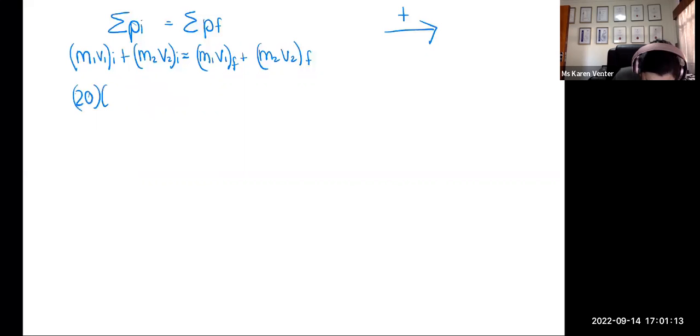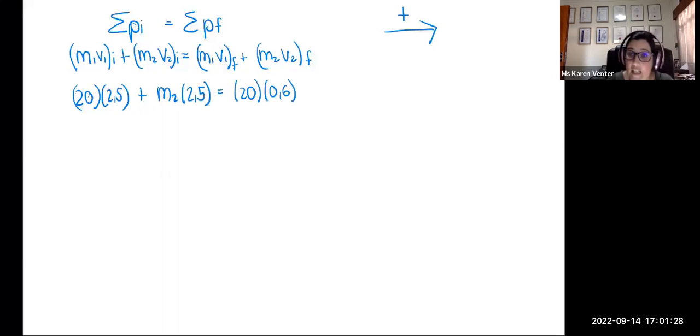So 20 times 2,5 plus the mass of the rocket times its velocity of 2,5 is equal to, again, what is the mass of the cart? It's 20 kilograms, and it is now moving at 0,6 meters per second, plus m2, which is the mass of the rocket, times 30. It's now moving at 30 meters per second. And now it becomes quite simple, because all I have to do is solve for m2. So what is the mass of the rocket?